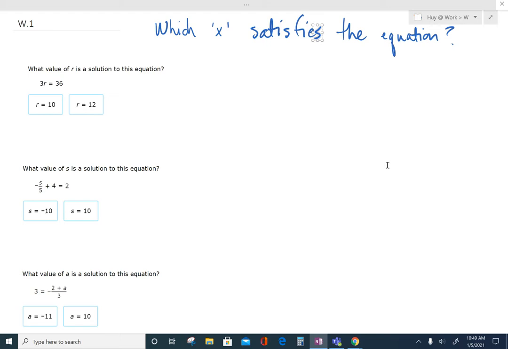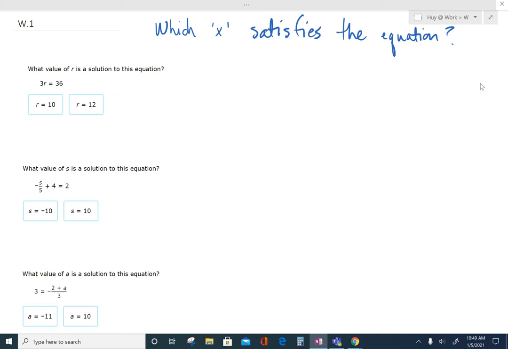This is our first assignment for this week. This is W.1, which x satisfies the equation. All right. And so when we're given an equation, of course, we can go through and solve it. But for this assignment in particular, what we're going to work on is a strategy of checking our answers. And what I mean by that is because we're given answer choices here, we can check those answer choices and see if they work.